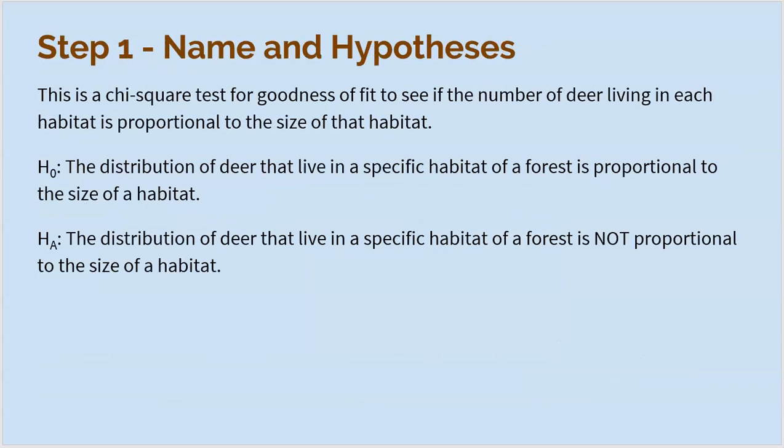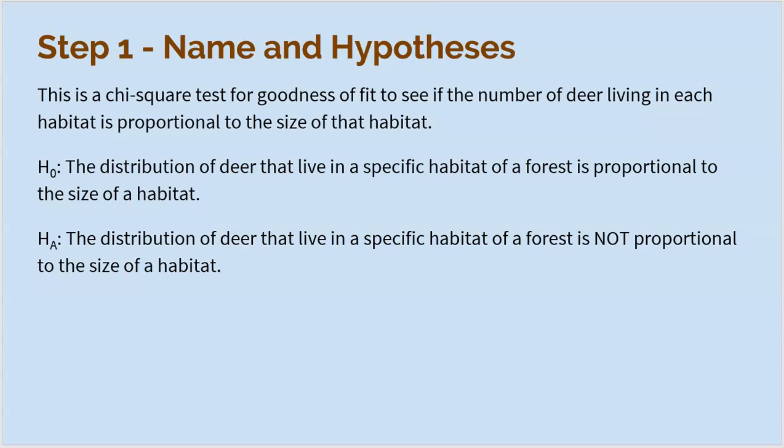All right, so step 1, naming the hypotheses. So this is a chi-squared test for goodness of fit. How do I know that? Well, there's only one categorical variable. Where do the deer live? Habitat 1, 2, 3, 4. 4 categories, 1 categorical variable. That's it. It's not like I was looking at females versus males or a certain type of deer versus another type of deer. I'm not comparing 2 different states. I'm looking at 1 categorical variable.